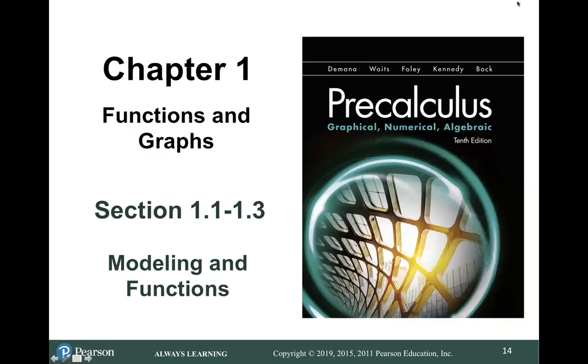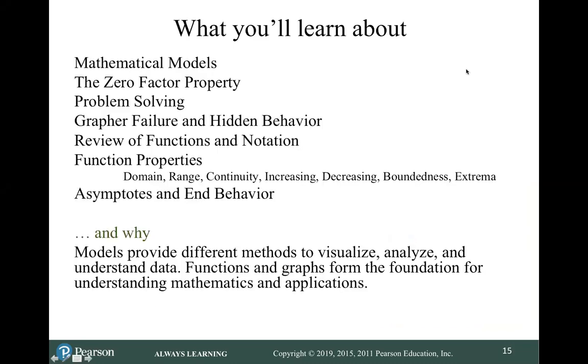Okay, welcome to the Chapter 1, Part 1 video for Pre-Calculus Honors, where we will be talking about functions and graphs. Specifically, we will be talking about mathematical models, the zero factor property, also called the zero product property, problem solving, grapher failure and hidden behavior, that means when we can't trust our calculators, review of functions and notation, and then some function properties, and if we have time, we might touch on asymptotes and end behavior.